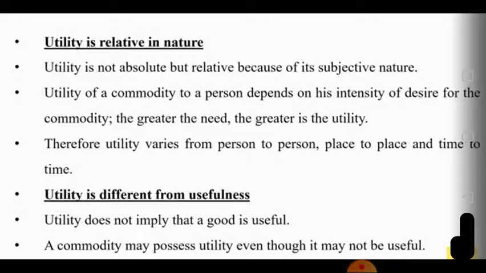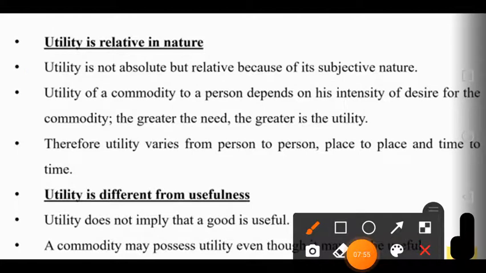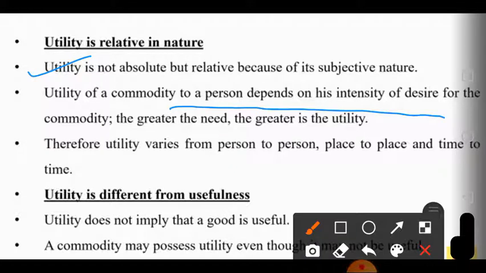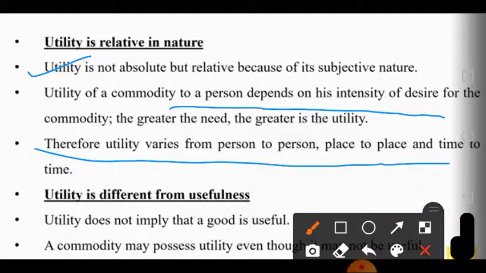The third point was utility is relative in nature. How can we relate it? Utility is not absolute, but relative because of its subjective nature. Utility of a commodity to a person depends on his intensity of desire for the commodity. The greater the need, the greater is the utility. So we can say it is relative in nature. Therefore utility varies from person to person, place to place, and time to time.